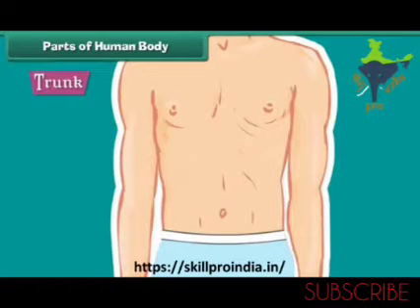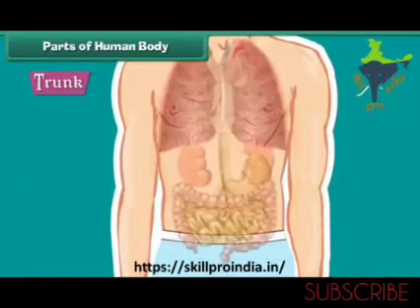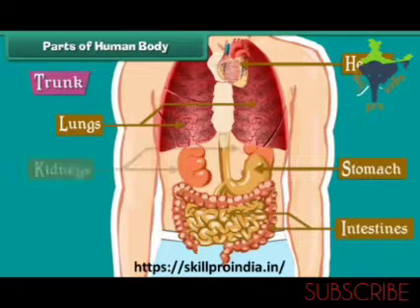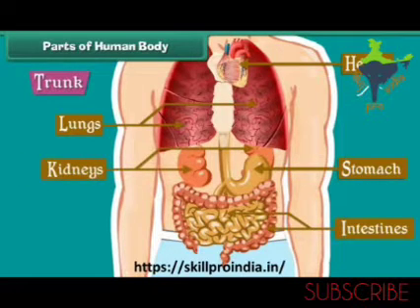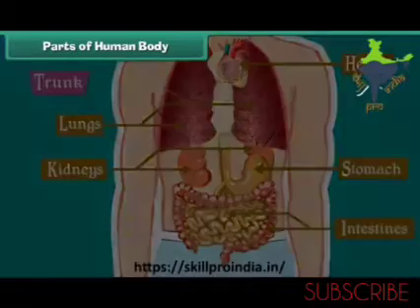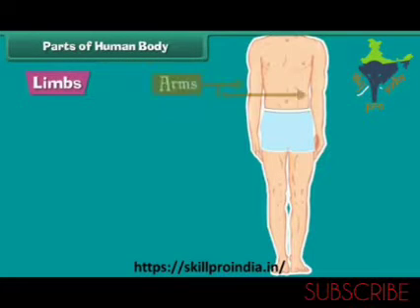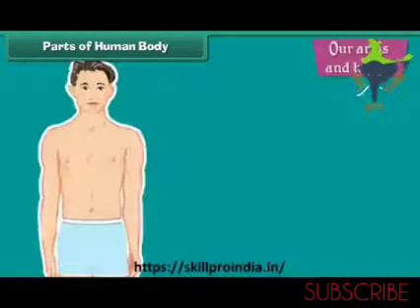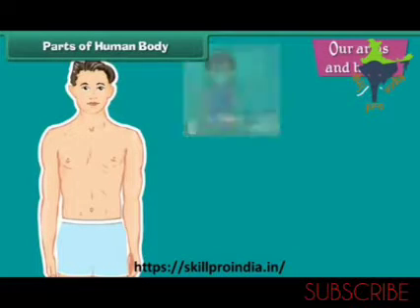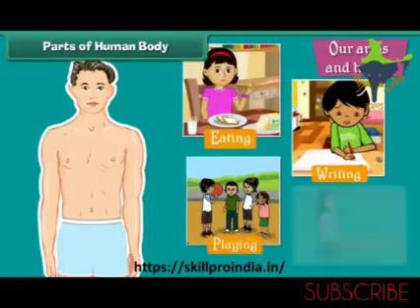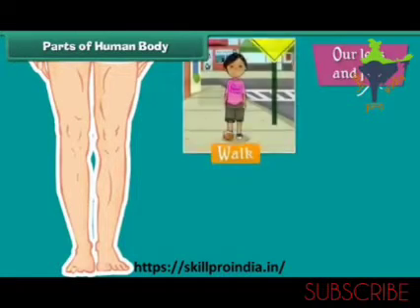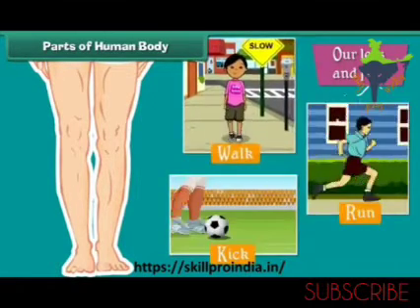Trunk is the middle part of the body. It is divided into chest and abdomen. Many important organs such as the heart, lungs, stomach, intestines and kidneys are located inside the trunk. Limbs consist of a pair of arms, hands, legs and feet. Our arms and hands assist us in eating, writing, playing, holding and lifting things. Our legs and feet help us to walk, run, kick and dance.